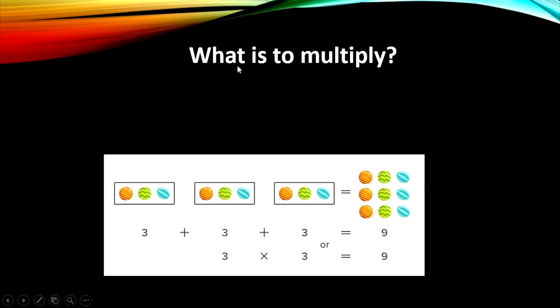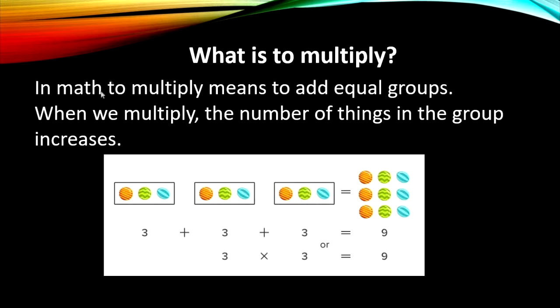Now we have what it is to multiply. In math, to multiply means to add equal groups. Always remember that when you multiply, you have to add equal groups. When we multiply, the number of things in the group increases. Look at this example.